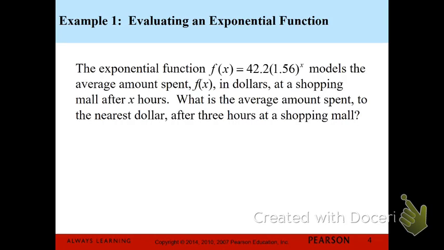All right, so the exponential function f of x equals 42.2 times 1.56 raised to the x models the average amount spent f of x in dollars at a shopping mall after x hours. What is the average amount spent to the nearest dollar after 3 hours at a shopping mall? So they gave me this equation: f of x equals 42.2 times 1.56 to the x.